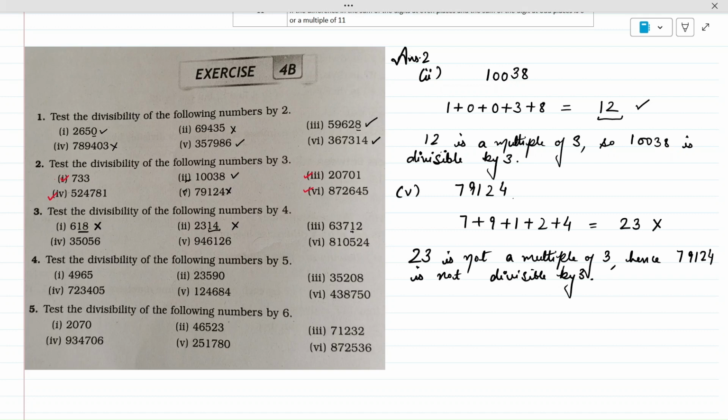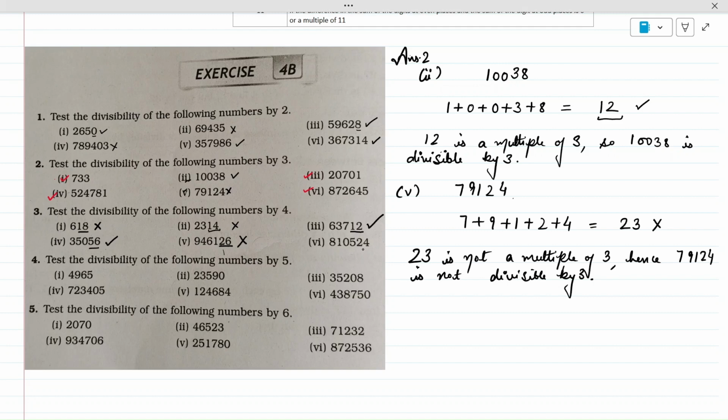Then we have 12. 12 is a multiple of 4, right? 4 multiplied by 3 will get 12. That means this number is divisible by 4. Why? Because the last two digits of the number are divisible by 4. Coming to this, the last two digits are 56, and in the table of 4 we have 56. 4 multiplied by 9 will give us 56. That means this complete number is also divisible by 4, because the last two numbers are divisible by 4. So this is divisible. Coming to 26, it is not divisible.